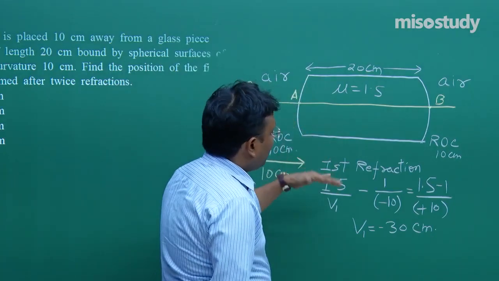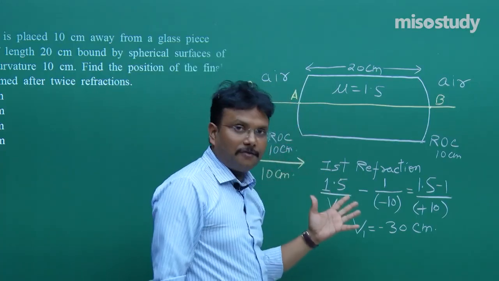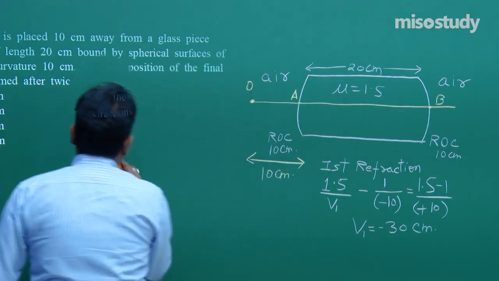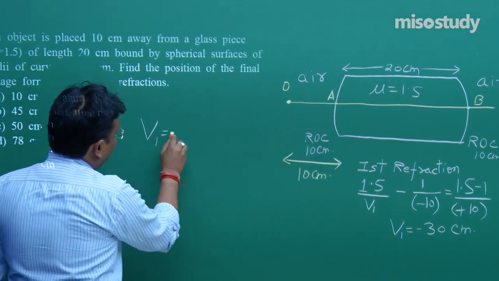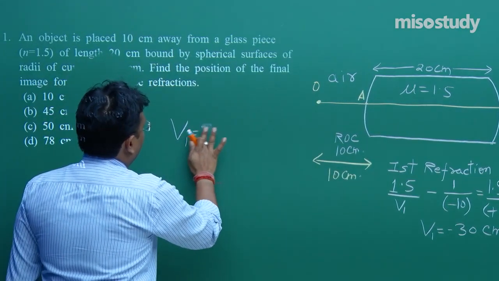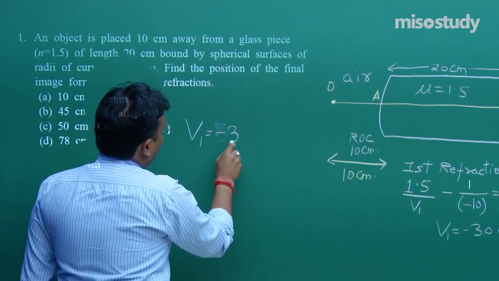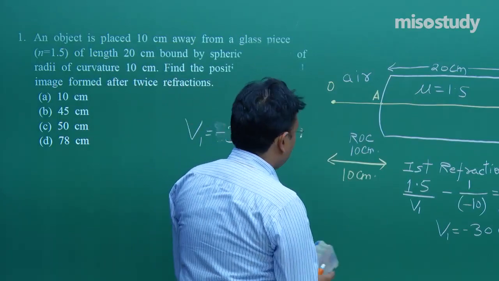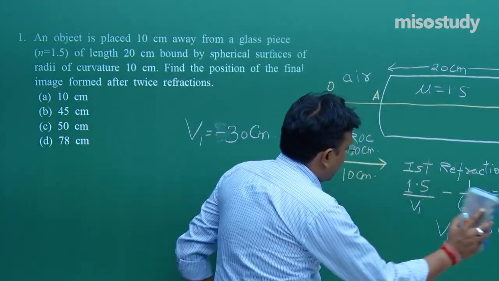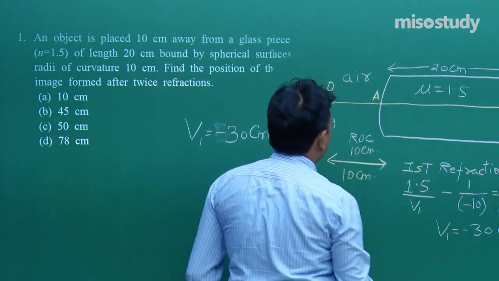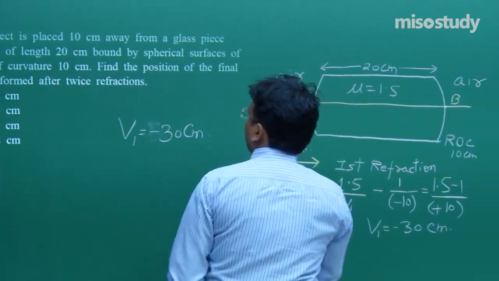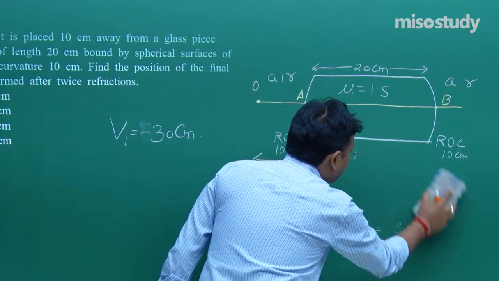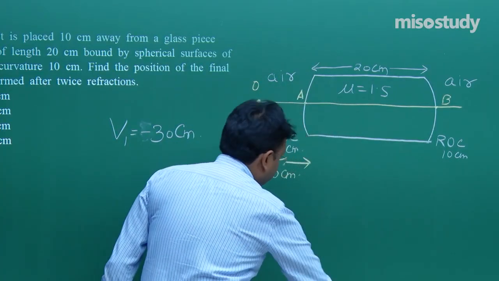Okay. What will happen after second refraction? So just note down this value, V1 is equal to minus 30 centimeter. Fine. So now what will I do? I will erase this portion and apply the same concept for second refraction, because it is mentioned twice refraction. So it is second refraction.